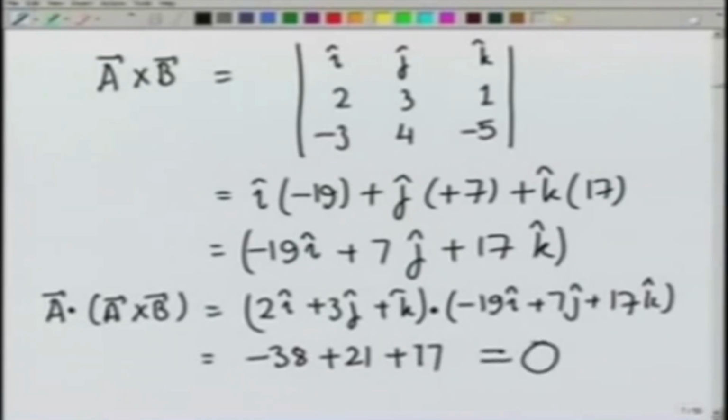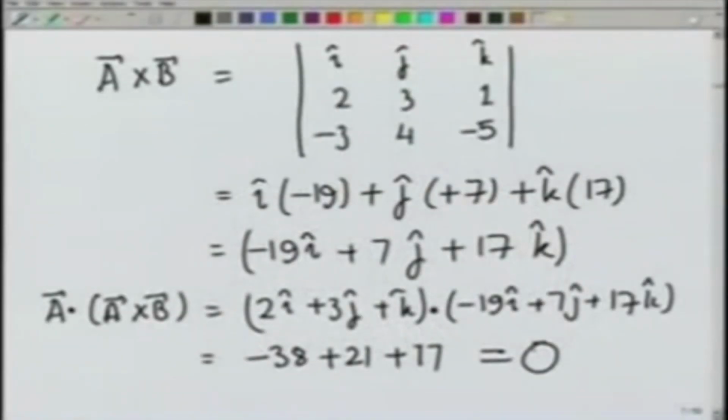Since A and A cross B both have magnitudes that are non-zero, this can only happen if the angle between A and A cross B is 90 degrees. I leave it for you to show that B dot A cross B is also 0. Thus, we see that A cross B is perpendicular to vectors A and B both.